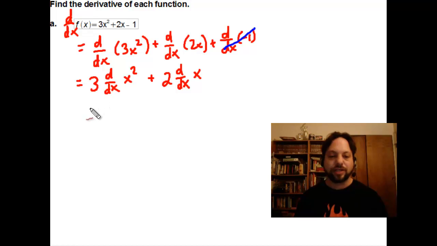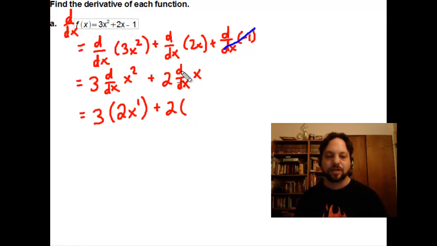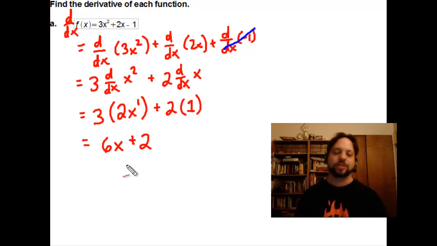If we want to go ahead and do the derivative of x squared, we just drop the 2 down, we have x, and then this will be to the first power. Over here, this will be 2 times the derivative of x with respect to x, which is really just 1. And so let's go ahead and finish this out. Looks like the derivative of our original function is simply going to be 6x plus 2.